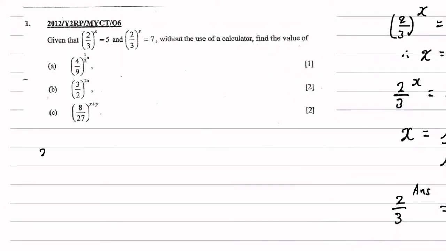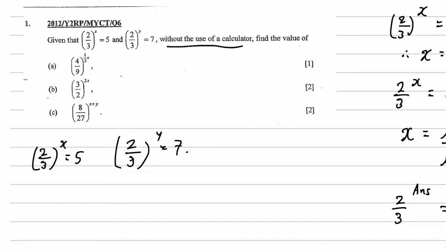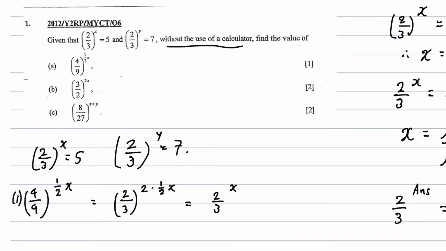So over here we got (2/3)^x equals 5. We also got (2/3)^y equals 7. Without the use of a calculator, find the value of (4/9)^(x/2). How? First thing you should realize is 4 is 2 squared, 9 is 3 squared. So it's (2/3)^x, squared, then times half x, which is just x.